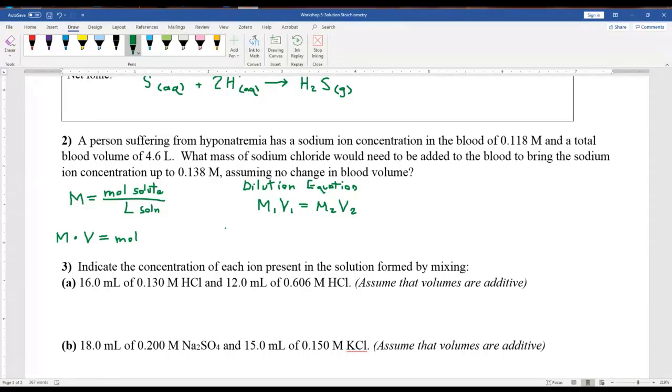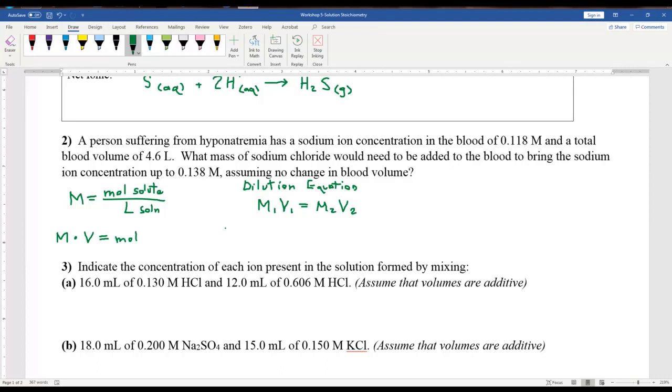The interesting thing is, even though I showed the dilution equation and also the molarity equation, which equation would be more appropriate to solve this particular problem? I feel like it's going to be M1 V1 equals M2 V2. Is the blood being diluted? Yeah, and the trick here is that it says assume no change in blood volume.